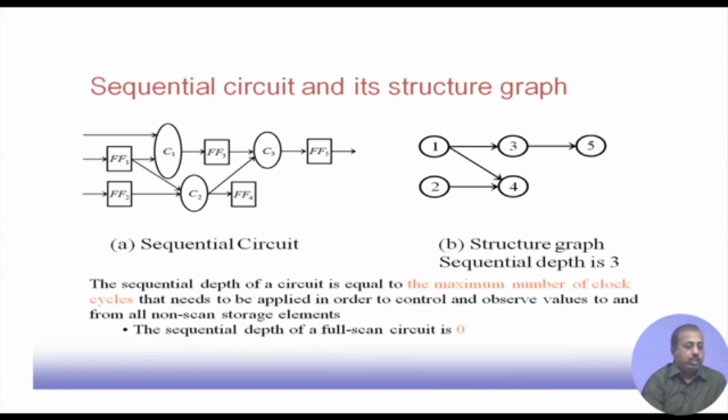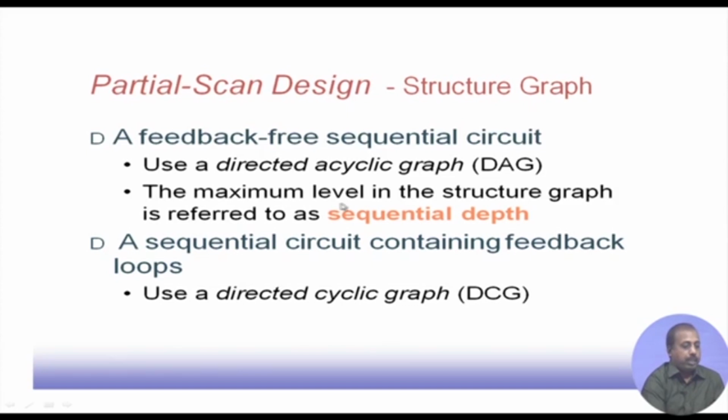If we consider the sequential depth, it is 3 in this case because there are maximum 3 levels in this graph. So, this is a directed acyclic graph. If you levelize, this is level 1, level 2. So, 1 and 2 come at level 1, 3 and 4 come at level 2, and 5 comes at level 3. So, maximum depth is 3. The maximum level in the structure graph is referred to as the sequential depth.